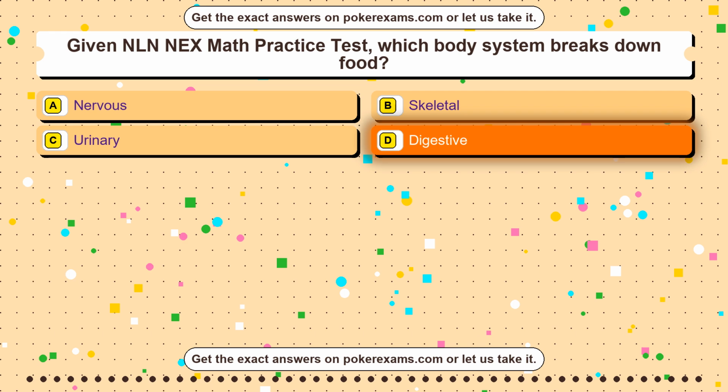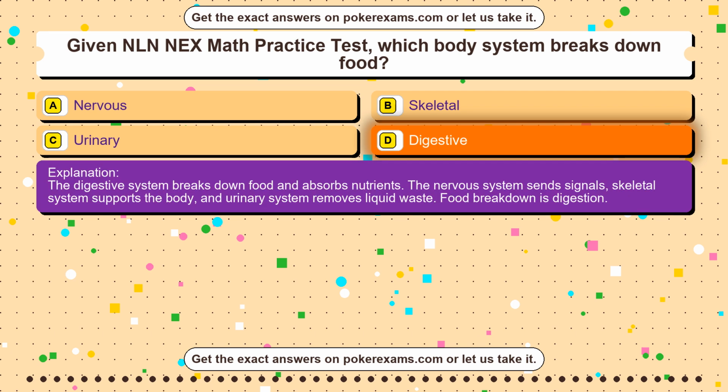The digestive system breaks down food and absorbs nutrients. The nervous system sends signals, the skeletal system supports the body, and the urinary system removes liquid waste. Food breakdown is digestion.